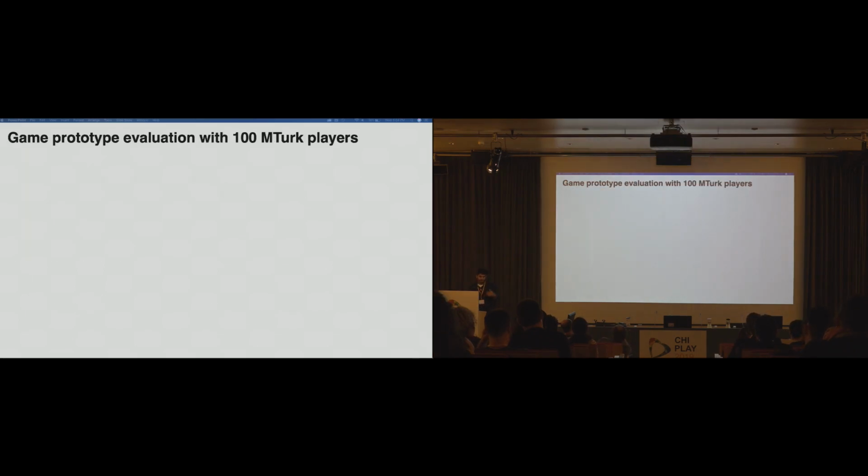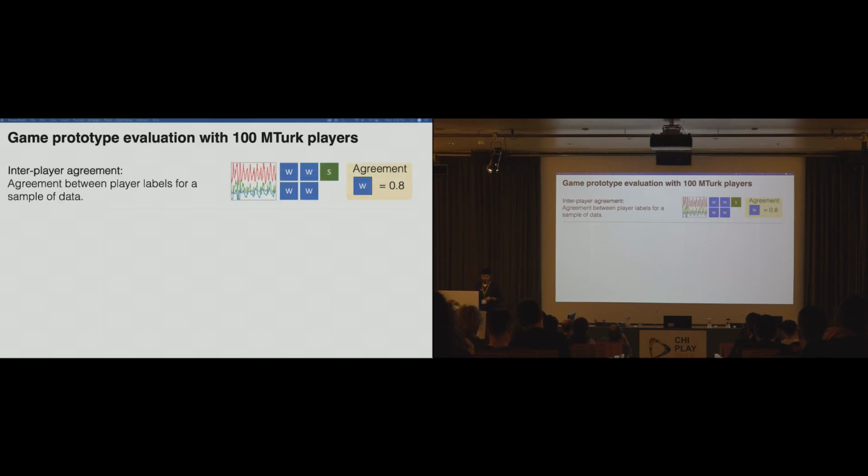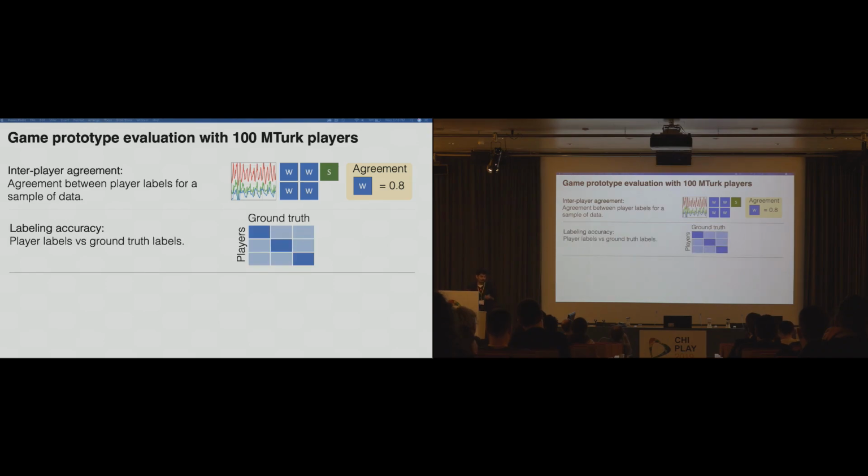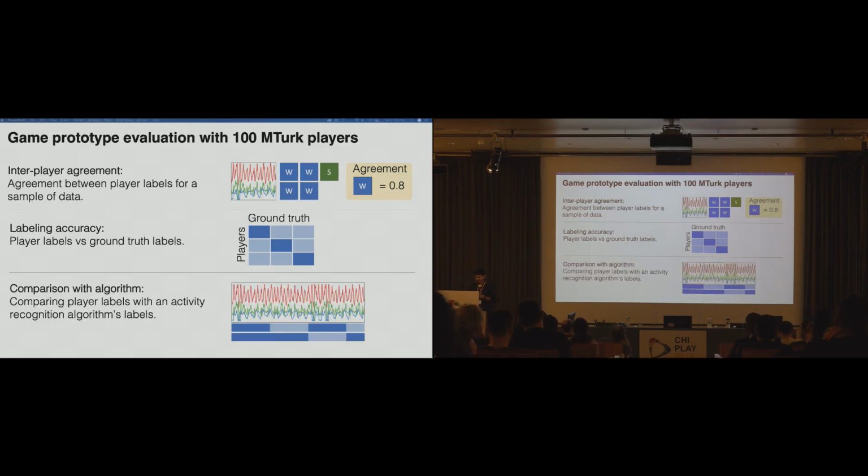So we evaluated our game prototypes in a pilot study with 100 players for each game using Amazon Mechanical Turk. The games were play tested on, first, the interplayer agreement. That means how much did the players agree on a label for a given sample of data. Labeling accuracy: how correct were players' labels compared to the ground truth data we already had. And finally, for exploratory purposes, we also compared players' labels with a state-of-the-art activity recognition algorithm that we had developed in our lab.